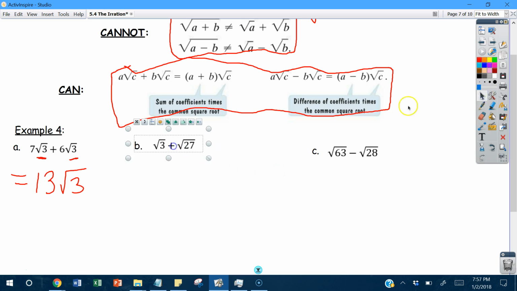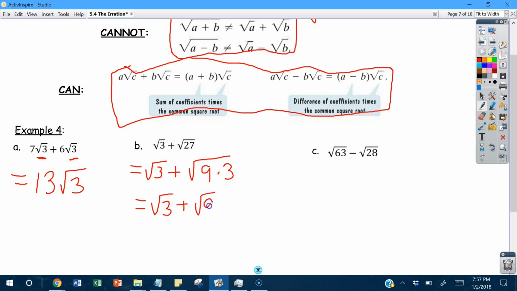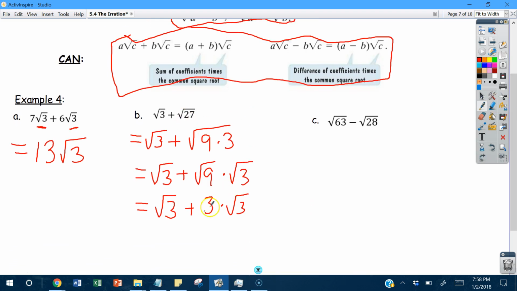Let me move this over. Some less obvious problems, where we have the square root of 3 and the square root of 27. We can actually simplify this because we know how to simplify the square root of larger numbers. I know that there's a 9 in there. If I write this as the square root of 9 times 3, since 27 is 9 times 3, I can pull that square root of 9 out since it's a perfect square. I'm doing this how I would do all those other examples. I get the square root of 3 plus the square root of 9, which is 3, times the square root of 3. So I've simplified the square root of 27 so that now I have a square root of 3 here and a square root of 3 here.